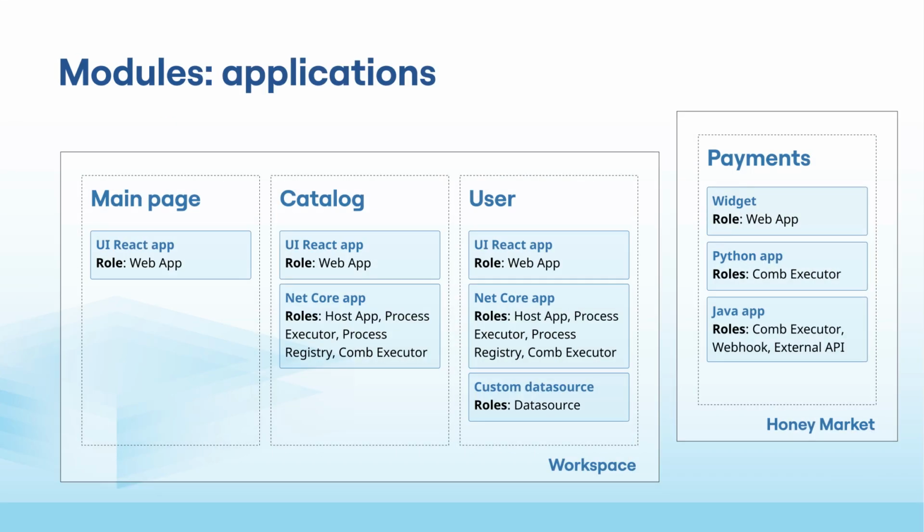Modules in Honey Platform are designed to be reusable across multiple products. Additionally, developers can purchase modules from other developers, or sell custom modules through Honey Market. In our example, we develop 3 modules ourselves: main page, catalog, and user, and get the payments module from Honey Market. With modules and processes defined, we're ready to start coding the applications within each module.